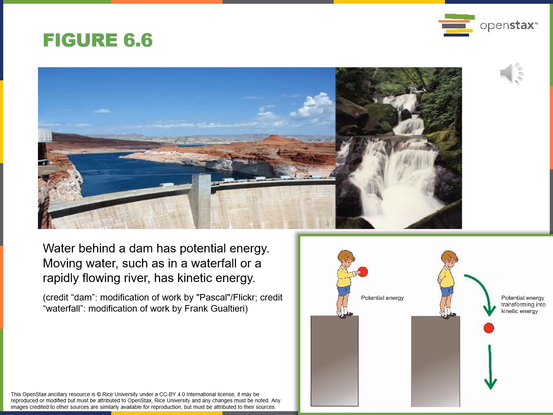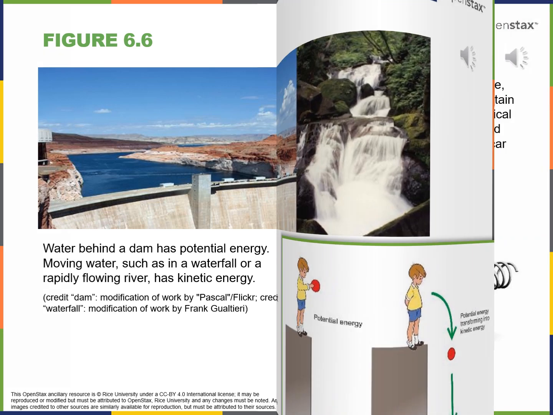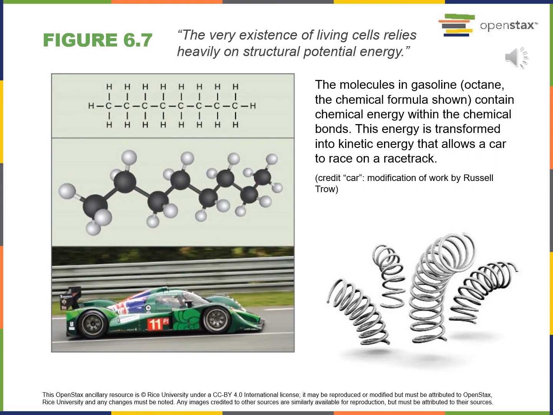Other examples of potential energy include the energy of water held behind a dam, see Figure 6.6, or a person about to skydive from an airplane. Figure 6.6. Water behind a dam has potential energy. Moving water, such as in a waterfall or a rapidly flowing river, has kinetic energy. We associate potential energy not only with the matter's location, such as a child sitting on a tree branch, but also with the matter's structure. A spring on the ground has potential energy if it is compressed. So does a tightly pulled rubber band.